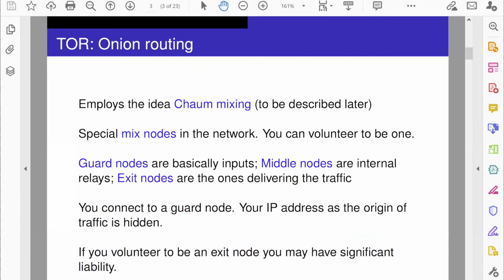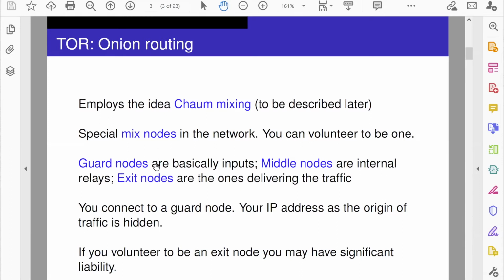So let's take a look at Tor, for instance, which is very popular. It runs on a protocol called onion routing, which employs the idea of Chaum mixing, which is going to be central to my discussion here. And I'll describe what it is later. The general idea is that there are some special nodes in the network which are called mix nodes. And in fact, you can volunteer to be one if you want.